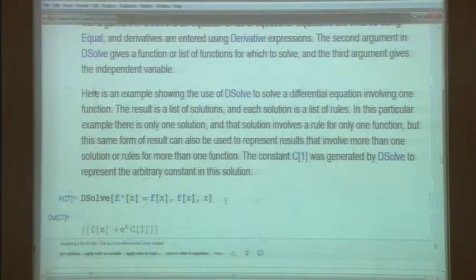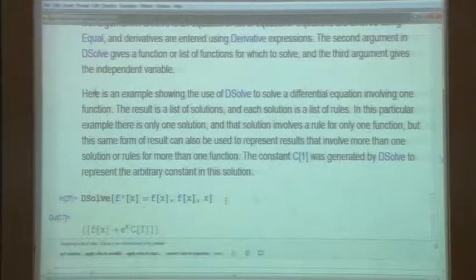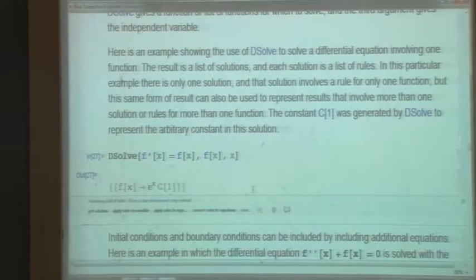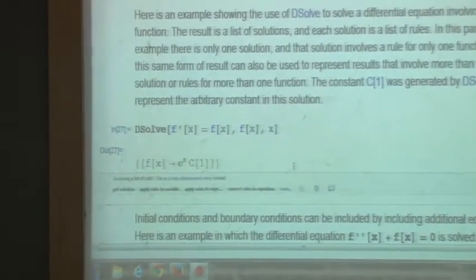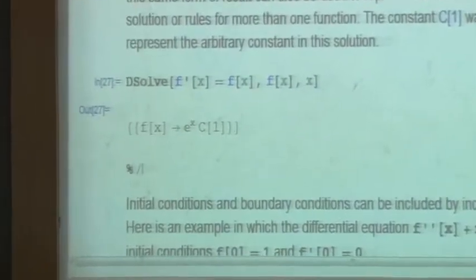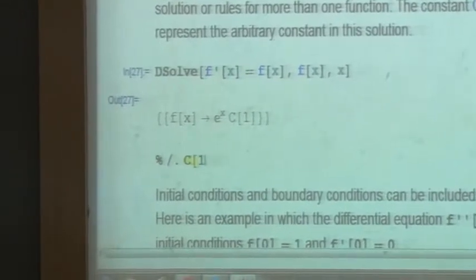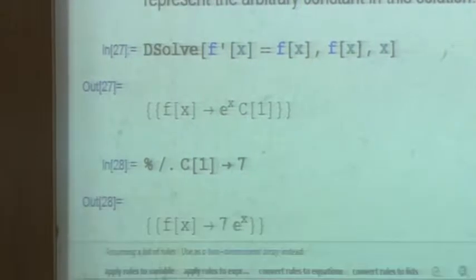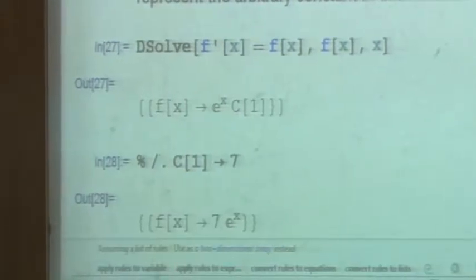Slash dot C1 equal 0. So replace C1 with 7. Very good.